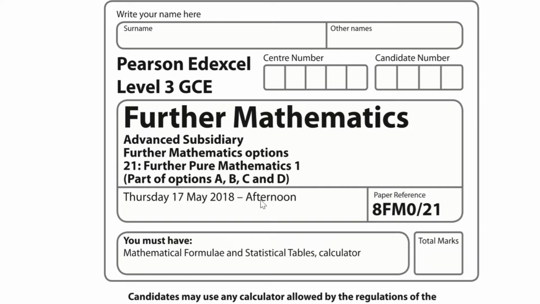Hi guys, this is the Edexcel AS Level Further Maths paper from the June 2018 series, and in this video we will be taking a look at the FP1 option.